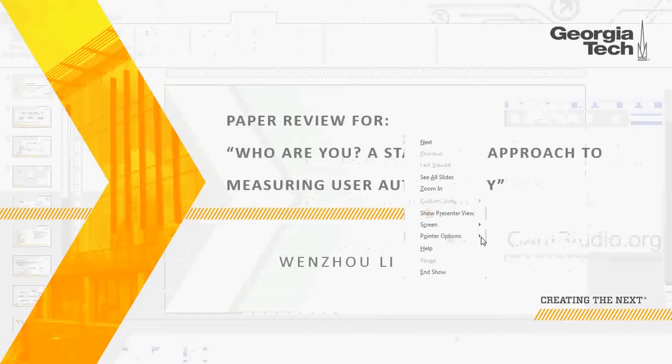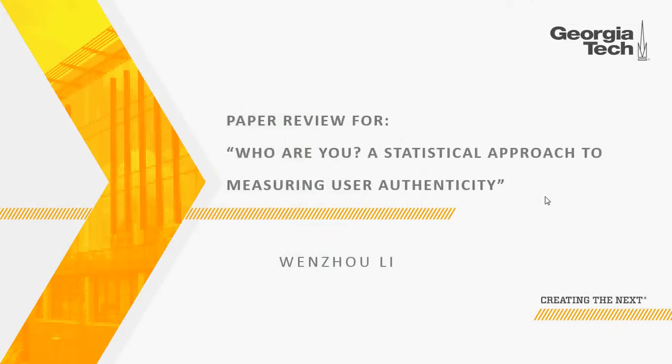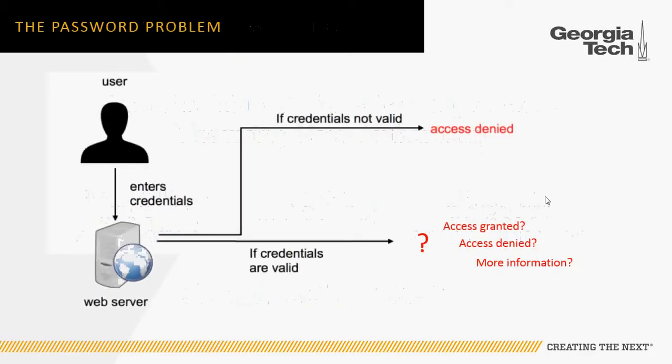This is Wenzhou, and in today's presentation, I'm going to talk about a review for the paper, Who Are You? A Statistical Approach to Measuring User Authenticity. Here are the authors for the paper. The authors are from the LinkedIn group, and the authors indeed used some of the LinkedIn real data to test the model. So what's the problem in this paper?